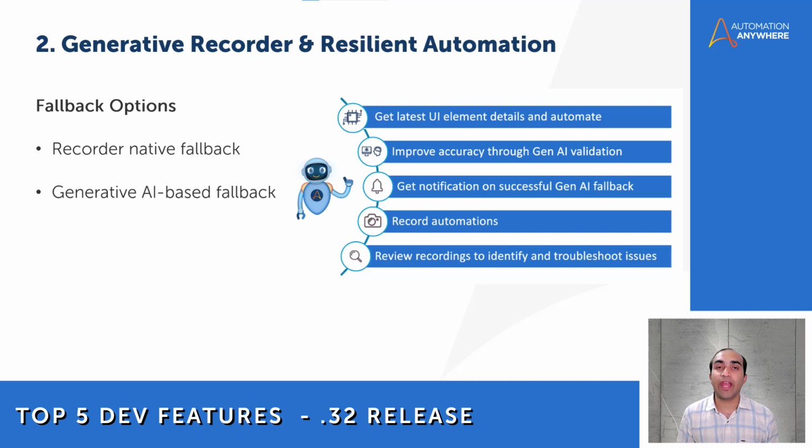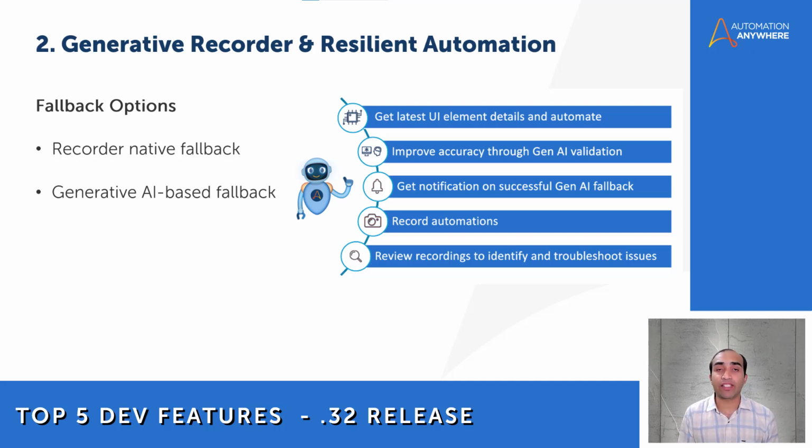When generative AI-based fallback is enabled, a call request is made to the generative AI model and then the response goes through another round of validation before the fallback is initiated. The data related to the UI element is only used after redaction and anonymization. Business application data that is not related to the UI element is not used. And every time a generative AI fallback is used, the notifications panel and the audit log will show an alert.